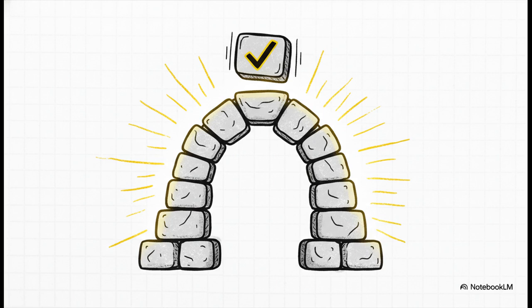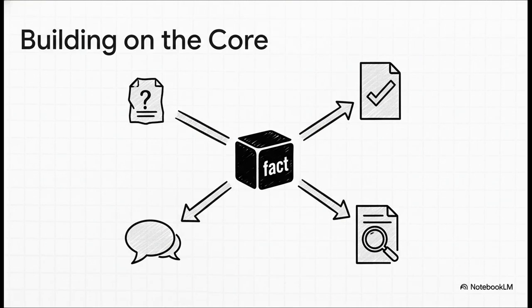And what's really cool is that from that one core word, you can build out other essential ideas. You can talk about a factoid, you can describe something as factual or state it factually, and you can even fact-check something. It's this foundational building block that lets you talk about a whole range of ideas about truth, even with a tiny vocabulary.